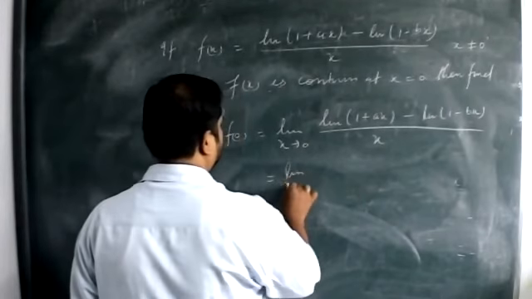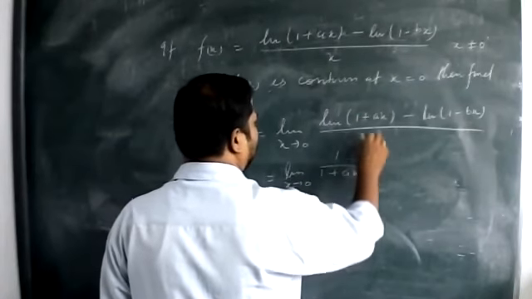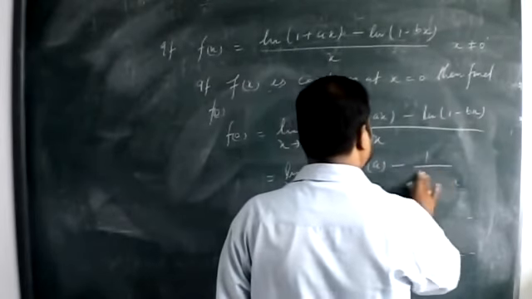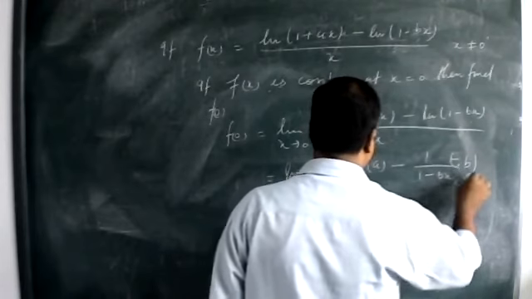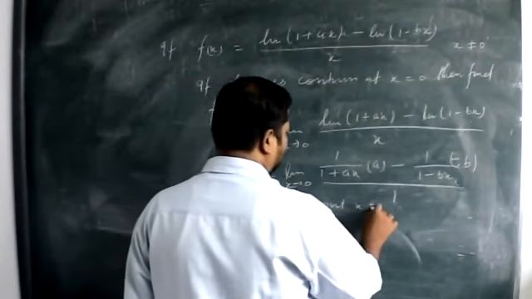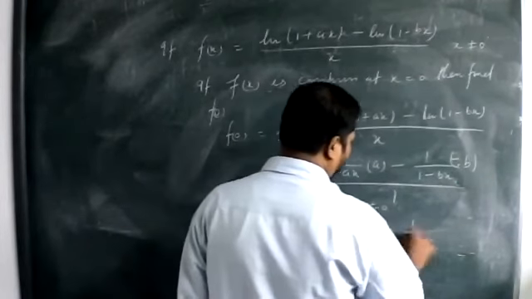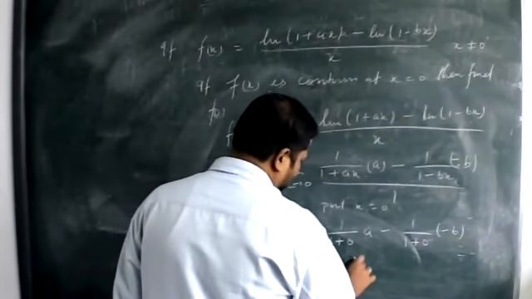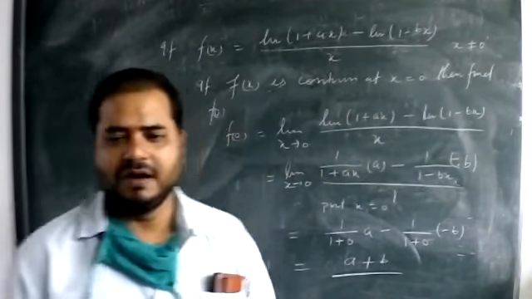So the limit as x tends to 0 of: 1 upon (1 plus ax) times a, minus 1 upon (1 minus bx) times minus b, divided by 1. Now put x equal to 0, you will get a plus b. So the value of f(0) is nothing but a plus b.